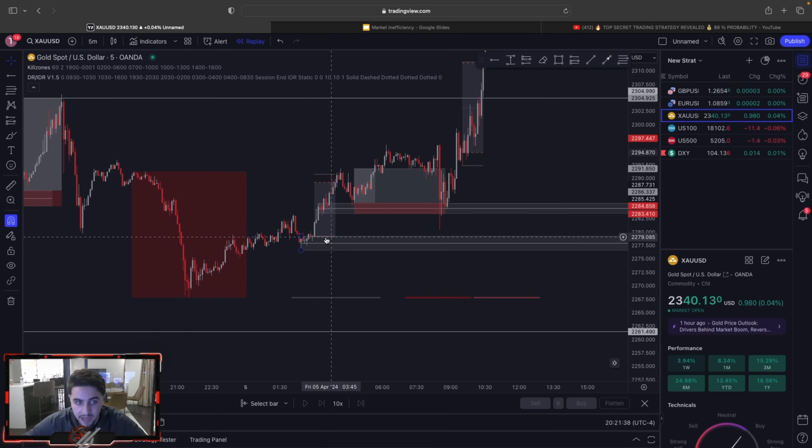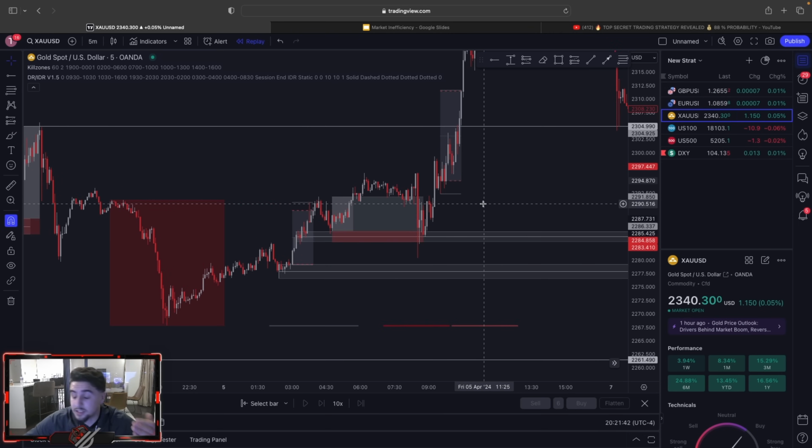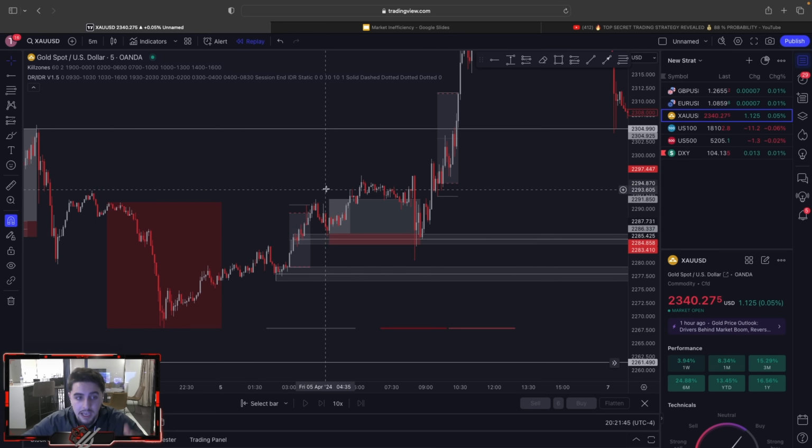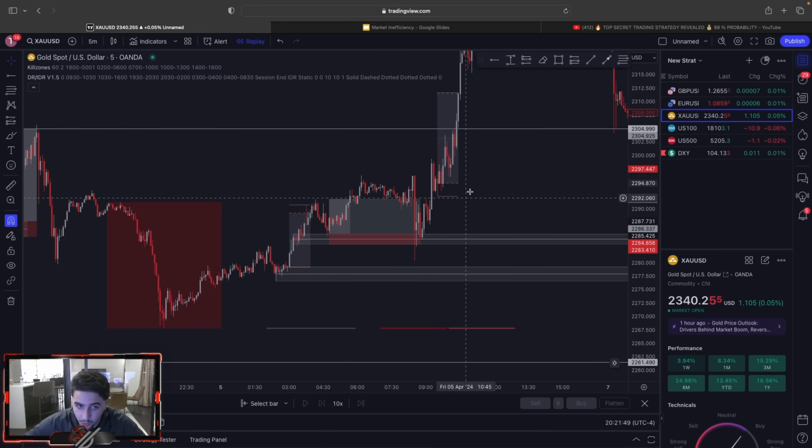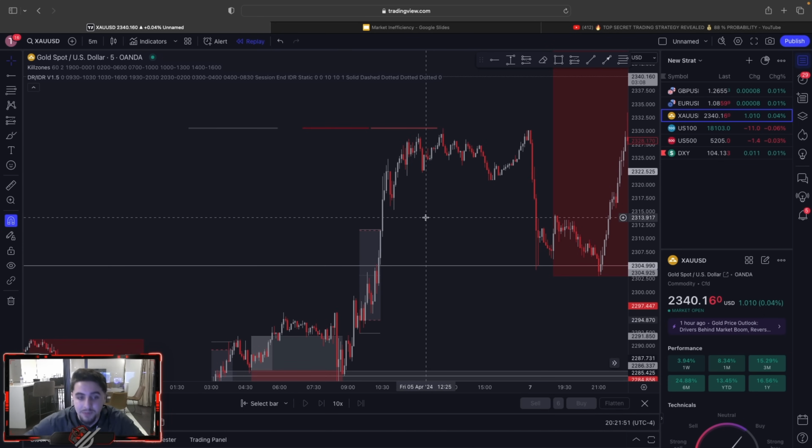Or when price pulled back, you were hoping for a mitigation into this point. Unfortunately, it didn't deliver that mitigation. But in terms of your bias, it was still correct. Price closed bullish, it pulled back. It did not breach this low. It just gave that pullback and it continued over to the upside.